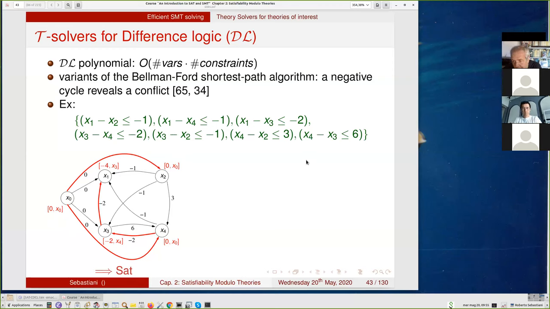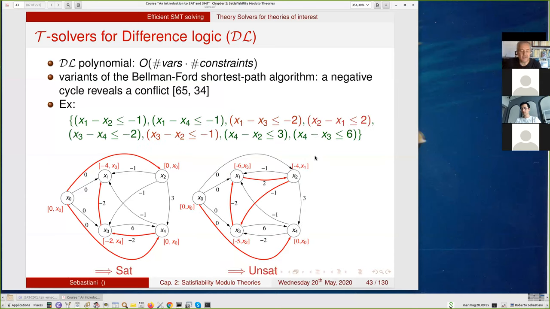Okay? Well, interestingly, you can detect inconsistency, and inconsistencies are situations where you have a cycle, a negative cycle. A negative cycle is a cycle where the sum of all the weights is negative. Okay? Well, you understand that this violates the triangular inequality, right?